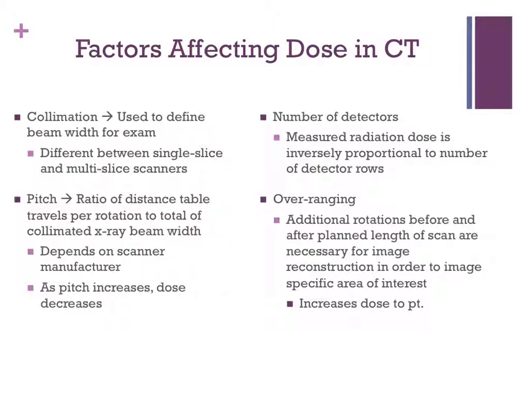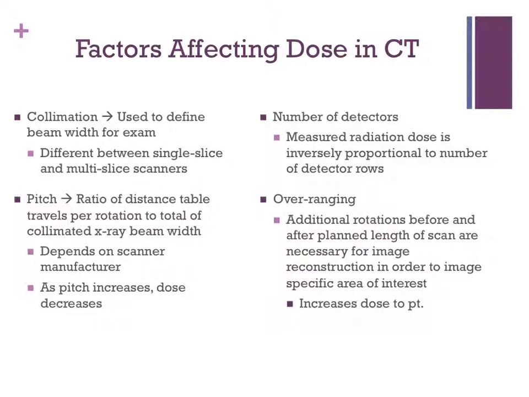Collimation is used to define beam width for the exam. So it's different between single slice and multi-slice scanners. And pitch is common to just spiral or helical scanners and depends on the manufacturer of the scanner. Pitch is the ratio of distance that the table travels per rotation to the total collimated X-ray beam width. There is an inverse relationship between dose and pitch. So as the pitch increases, the dose decreases, as long as all the other factors remain constant. For example, if pitch is increased by 2, the dose is decreased by 1/2.